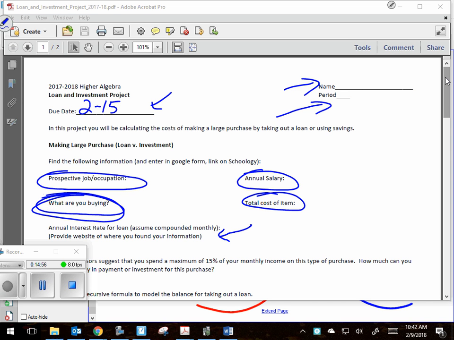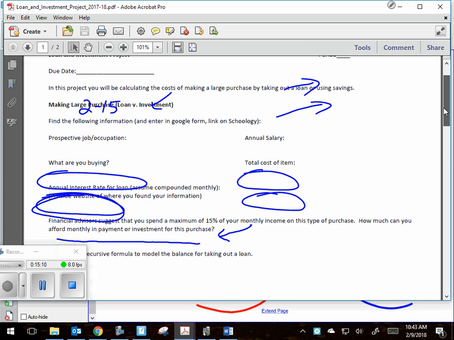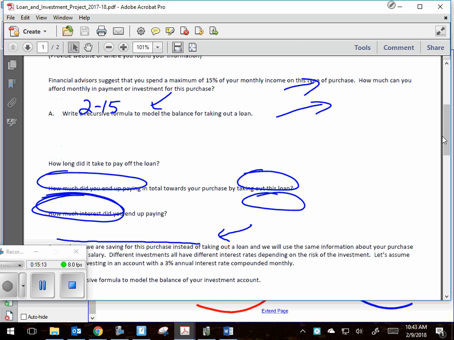I don't expect you to do all of that. You don't know what your credit rating is. But it does say provide the website where you found your information. And again, bankrate.com works well for rates. I find kids usually have a really hard time wondering where to go for that. All right, moving on. You can use any website you want for that, by the way.